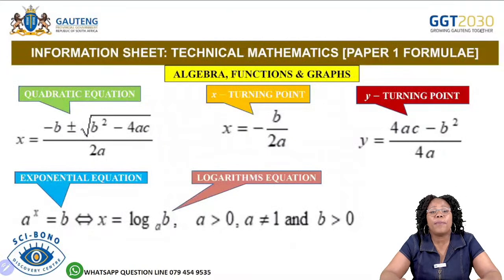Now at the back of your question paper, remember you have an information sheet, with the formulae that we use only for paper 1, and the ones that are applicable for paper 2. Herein we have the formulae that will be applied for paper 1, and we have clustered them according to topics.